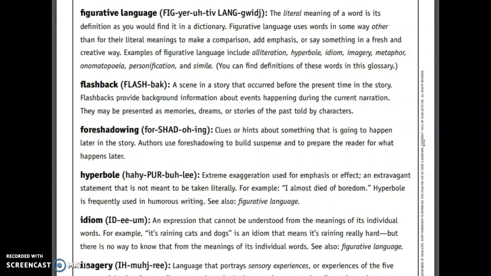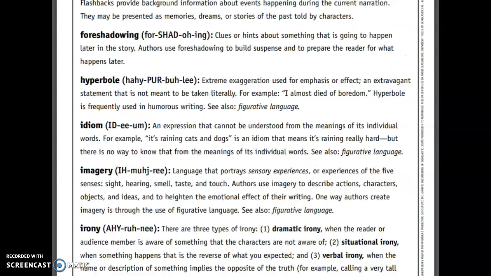Here's another one. Idiom. An idiom is an expression that cannot be understood from the meanings of its individual words. For example, "It's raining cats and dogs" is an idiom. That means it's raining really hard. But there is no way to know that from the meaning of its individual words.